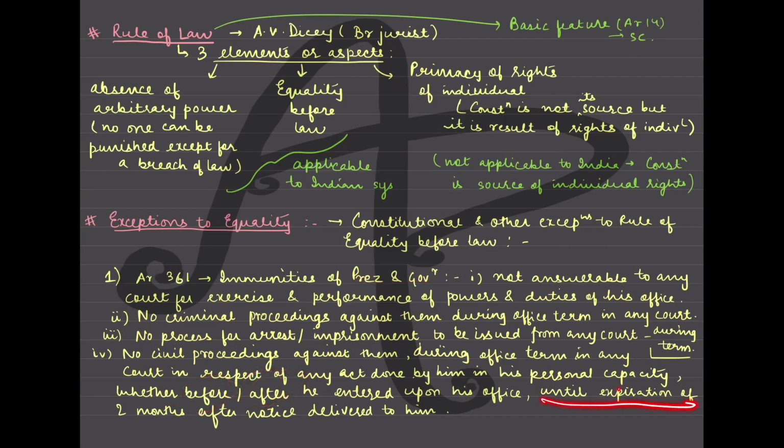ठीक है, until expiration of 2 months after notice delivered to him. मतलब 2 महीने तक के लिए आप वो कोई ऐसी प्रोसीडिंग नहीं चलाओगे. 2 महीने का एडवांस नोटिस देके आप प्रोसीडिंग चला सकते हो. क्रिमिनल के केस में तो चलाना ही नहीं है till the term of office continues, but in civil case में 2 महीने के नोटिस पर आप कर सकते हो. ठीक है. Basically the idea is certain immunities and the special privileges which are given in the Constitution itself.